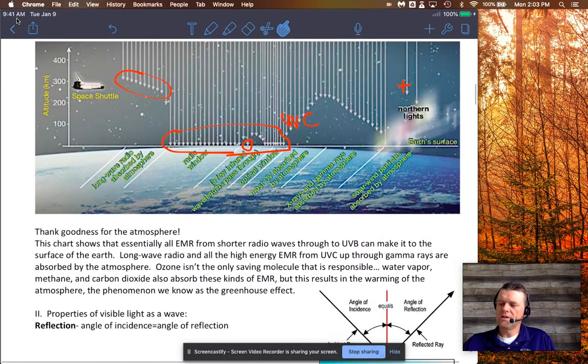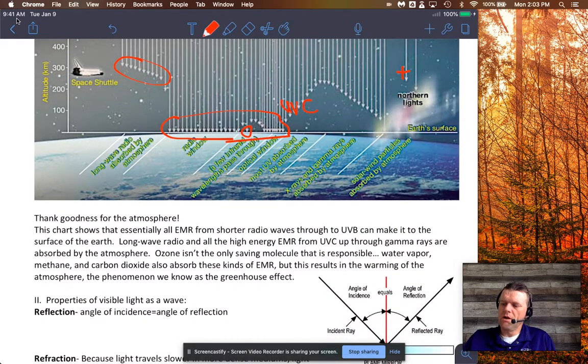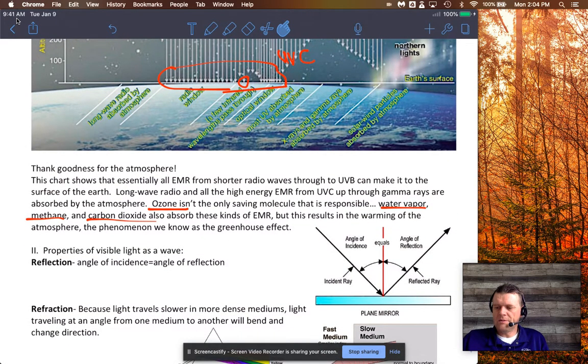So I kind of summarized that already. It is worth noting as well that ozone isn't the only life-saving molecule out there. There's water vapor, methane, and carbon dioxide. All of those components in our atmosphere absorb electromagnetic radiation. Obviously, you're familiar with the greenhouse effect. Those gases absorb that energy, and then they re-radiate it as infrared or as heat. Too much of that has been increasing the overall temperatures of the Earth in the last decade or so, which is very alarming. But we're trying to manage that as best we can.